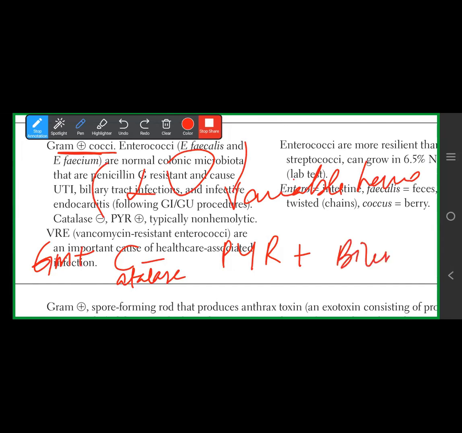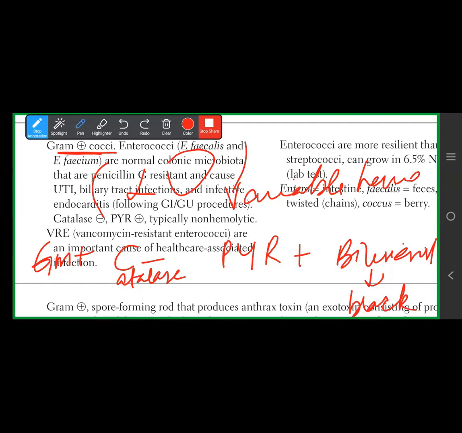Okay, it is bile resistant, because they can give that as a clue as well. Bile resistant means it can grow in the bile, and the bile esculin agar is going to turn black. All you have to know is that it can grow in the bile, and it's going to turn black.